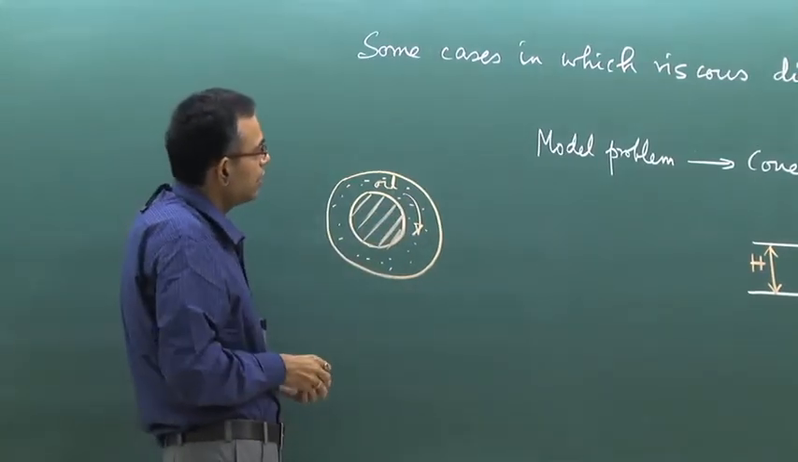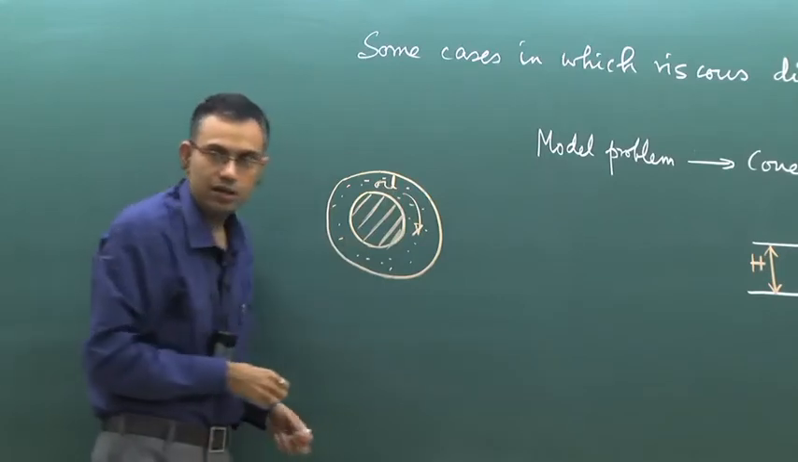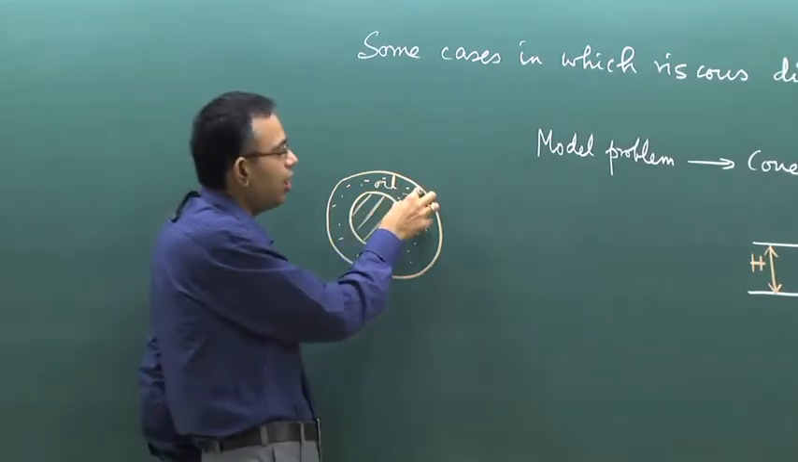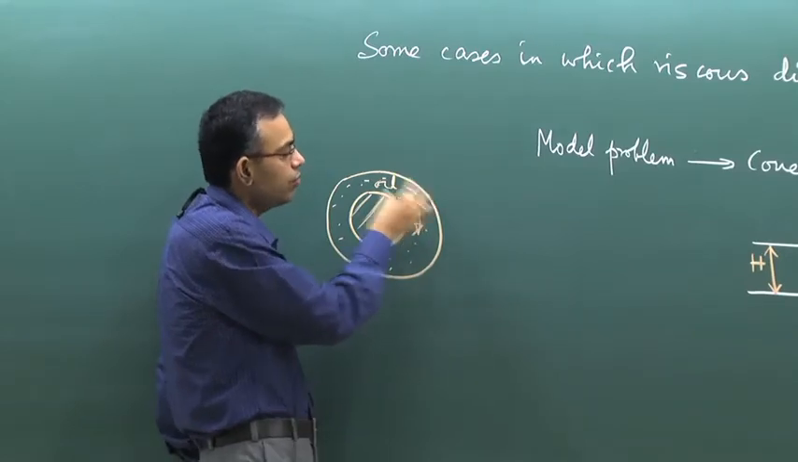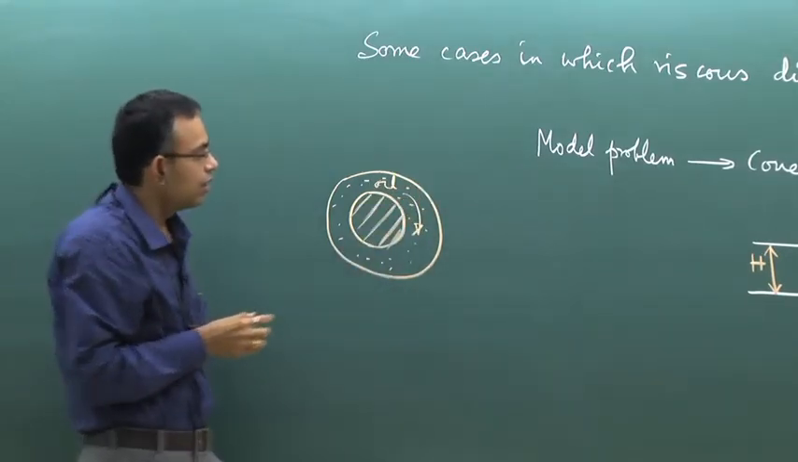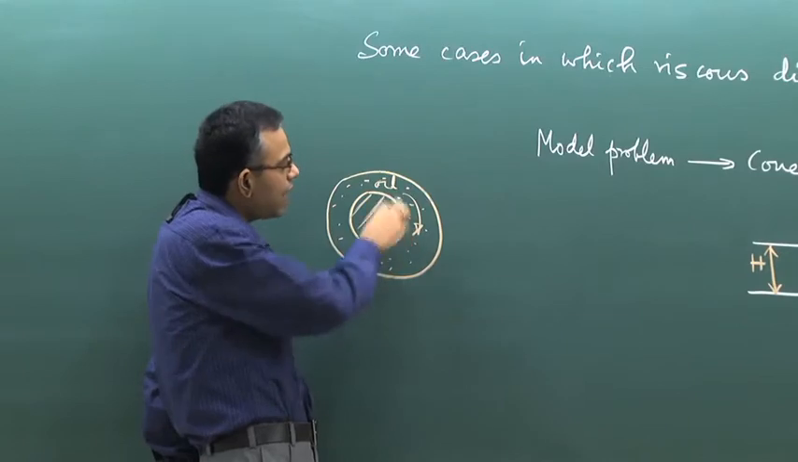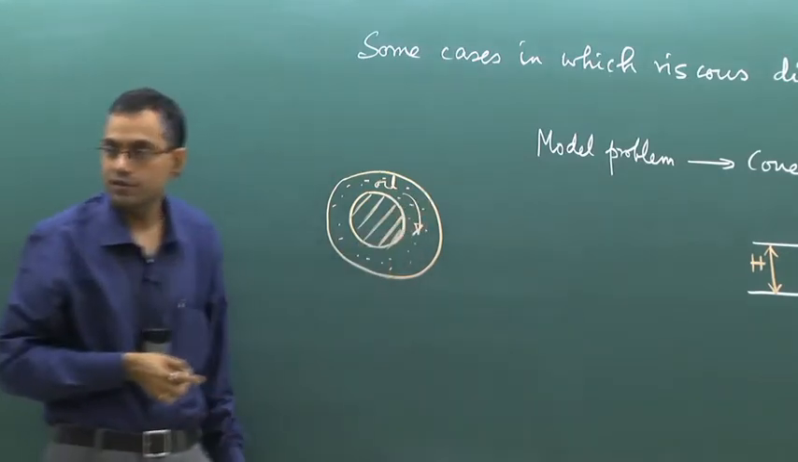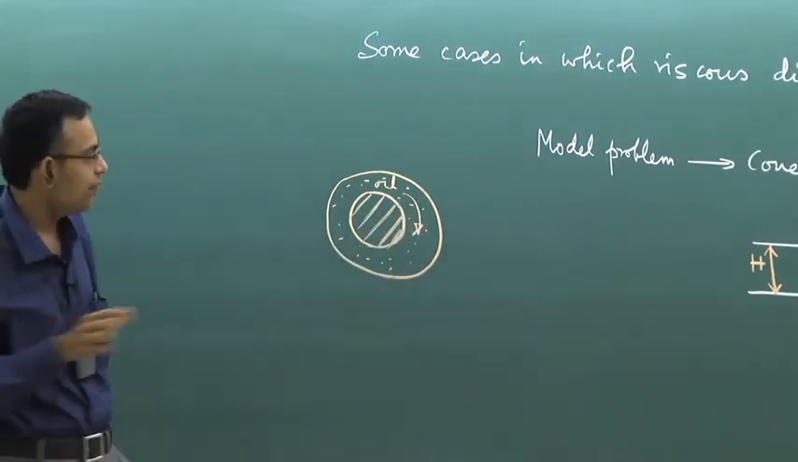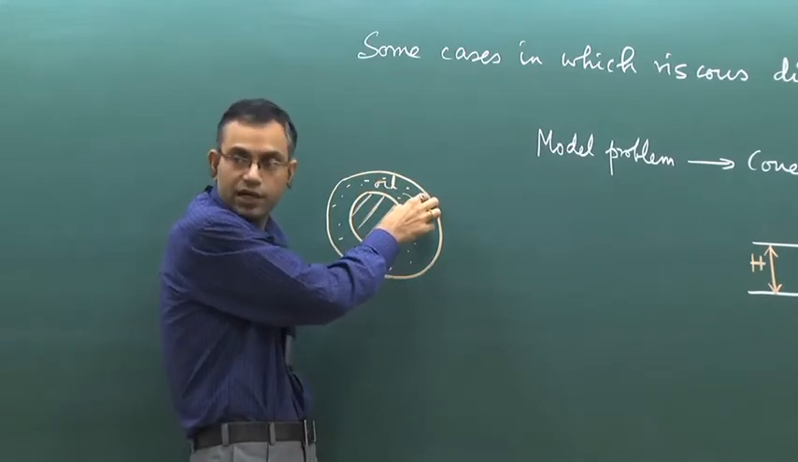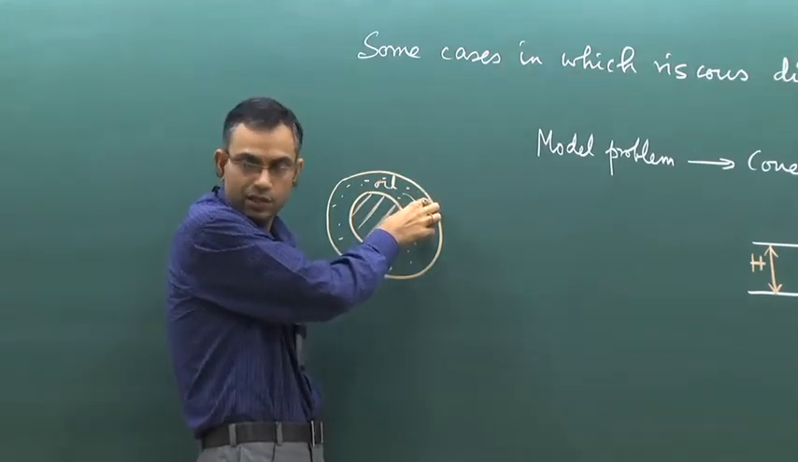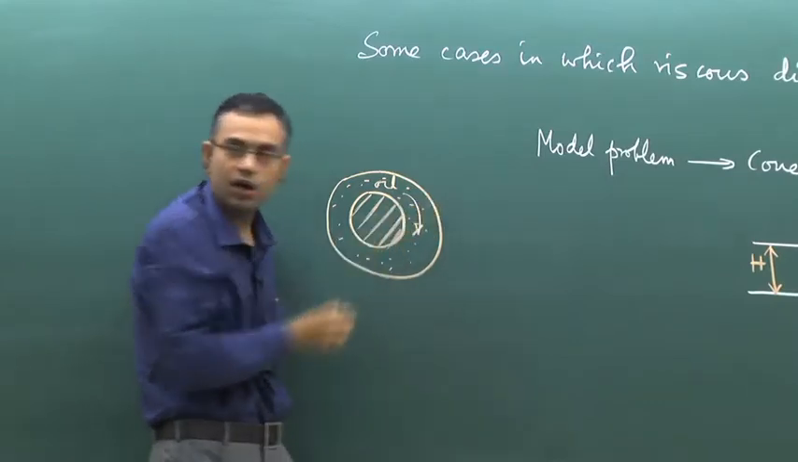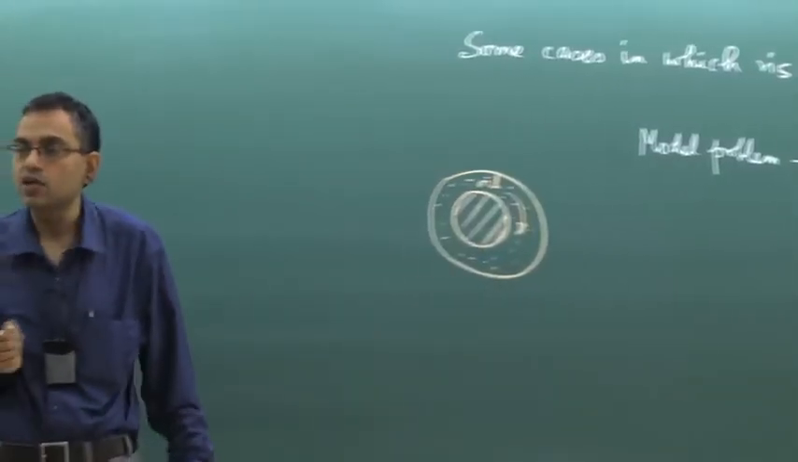Now this gap is very small. When this gap is very small, then what happens? Then the effect of curvature of these two is not important. This effect of curvature will be important when the gap is relatively large, but when the gap is relatively small, then the effect of curvature is not important.